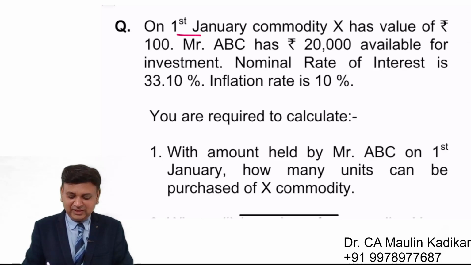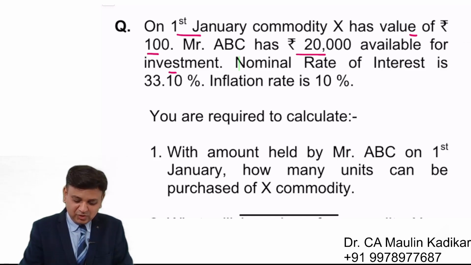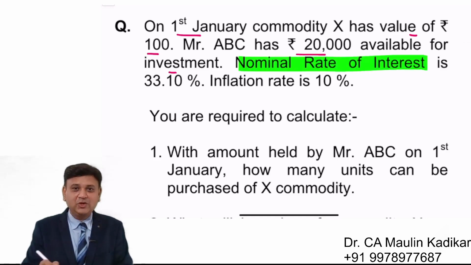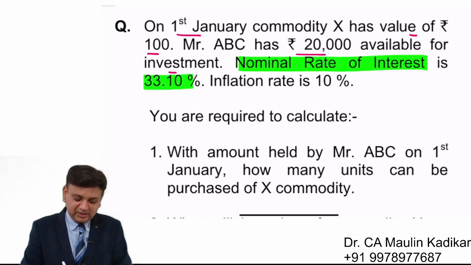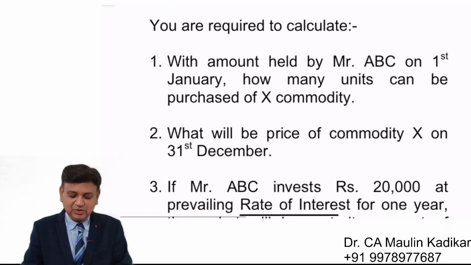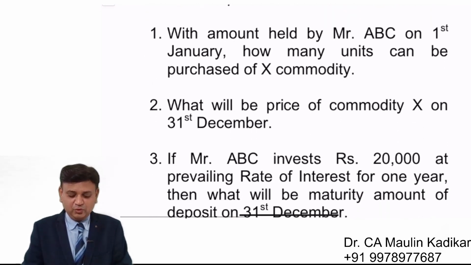On 1st of January, commodity X has a value of rupees 100. Mr. ABC has rupees 20,000 available for investment. Highlight the portion: the nominal rate of interest or inflation adjusted rate of interest is 33.10 percentage. Inflation rate is 10 percentage. You are required to calculate a few questions.